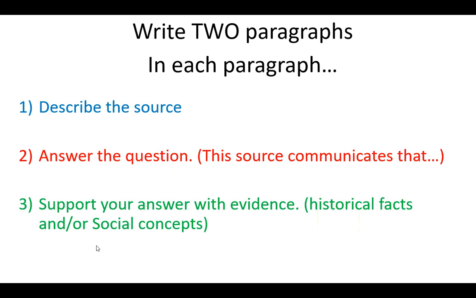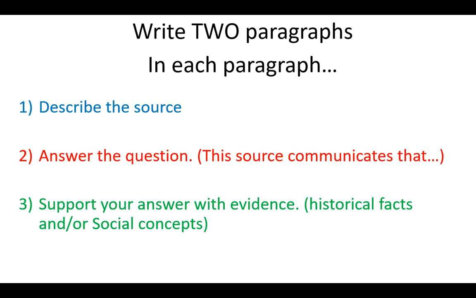So I suggest following these 3 steps in each of your paragraphs. So like I said, you're going to write 2 full paragraphs. And in each paragraph, I suggest that you describe the source that you have chosen and then answer the question about the source. So write a sentence that says, this source communicates that, blah, blah, blah. And then support your answer with evidence. Okay, the evidence that is like historical facts. It might be social studies concepts or social studies vocabulary, depending on the source. You either want to do the historical facts or the vocabulary or both, depending on the source.